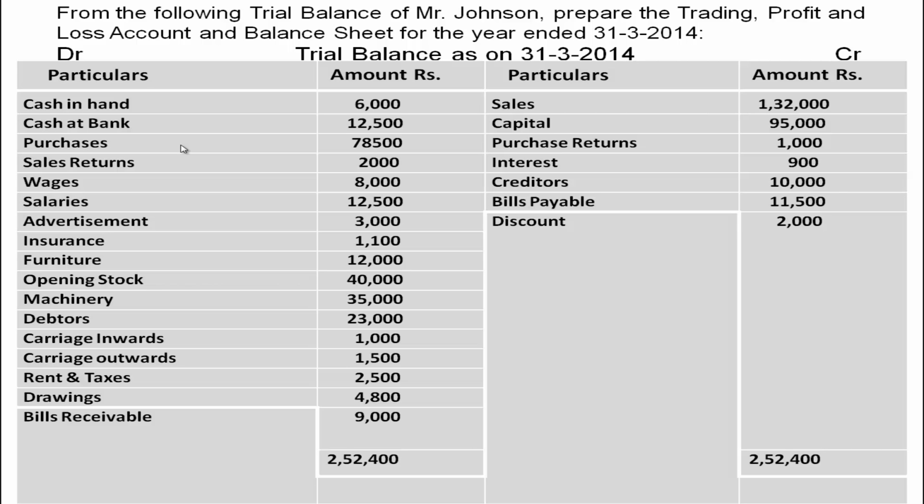On the debit side, cash in hand is given as 6,000, cash at bank is 12,500, purchase is 78,500, sales return is 2,000, wages paid 8,000, salaries 12,500, advertising expense 3,000, insurance expense 1,100, furniture is given 12,000, opening stock 40,000, machinery is 35,000, debtors amount is 23,000, carriage inward is 1,000.